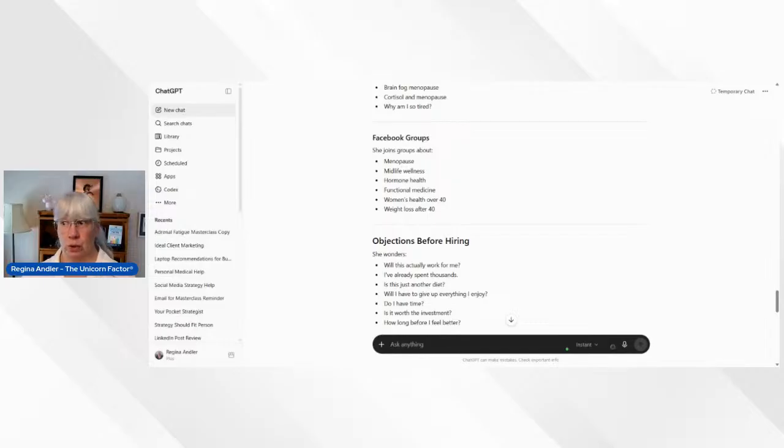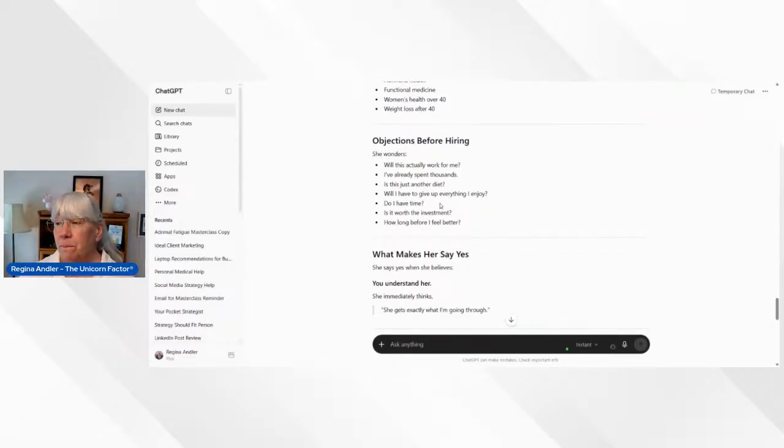If you're a functional nutritionist, chances are pretty good you have a group like that and you want more people in it. So you can use this to actually drive more people to your group. So I'm using this example of the functional nutritionist, but think about how this is going to work for your ideal client. Objections before hiring you.